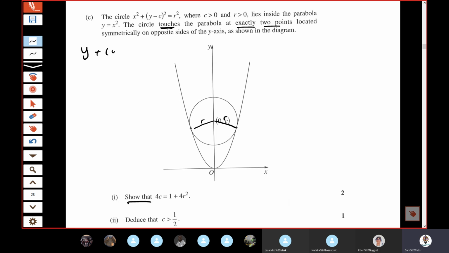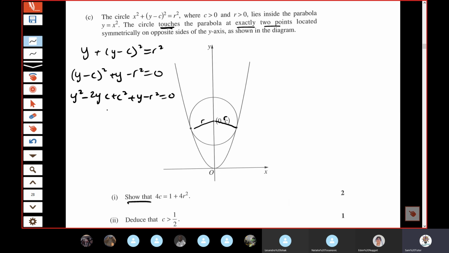So I get y plus (y minus c) squared equals r squared. Bring everything to one side, I get y plus (y minus c) squared minus r squared equals 0. At this stage, I would expand. Hey, just so you guys know, it could be wrong, right? This is part of it. That's how these work. So y squared minus 2yc plus c squared plus y minus r squared equals 0.